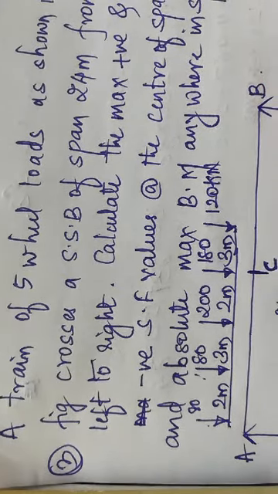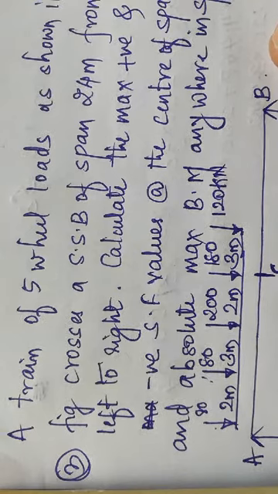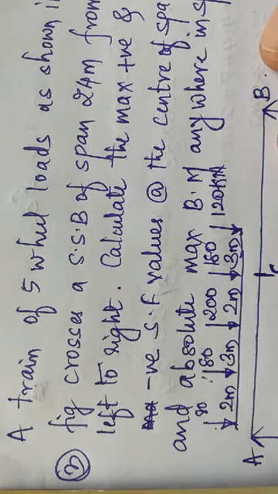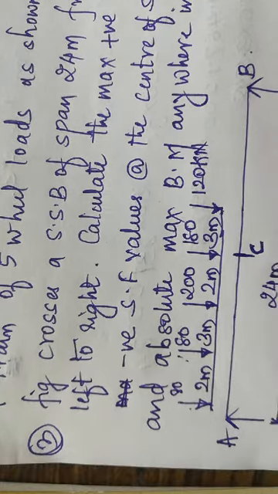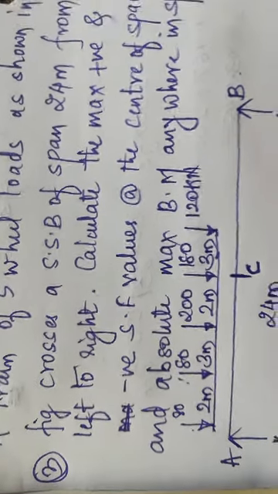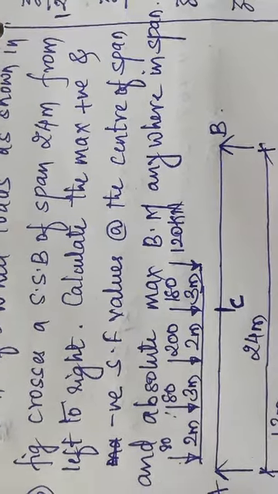Welcome back, students. Now we are going to see one more problem on train of loads. The problem statement states that a train of 5 wheel loads as shown in the figure crosses the simply supported beam of span 24 meters from left to the right. Calculate the maximum positive and maximum negative shear force values at the center of the span and absolute maximum bending moment anywhere in the span.